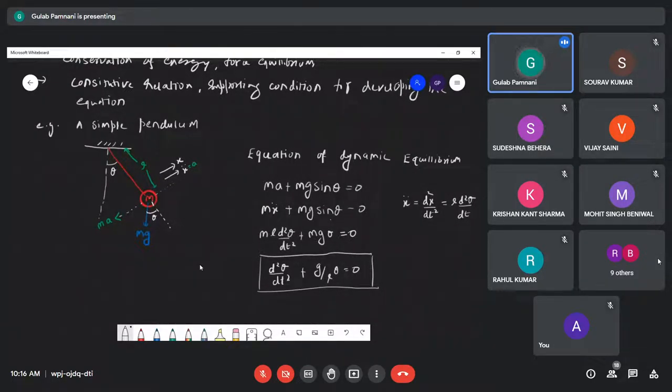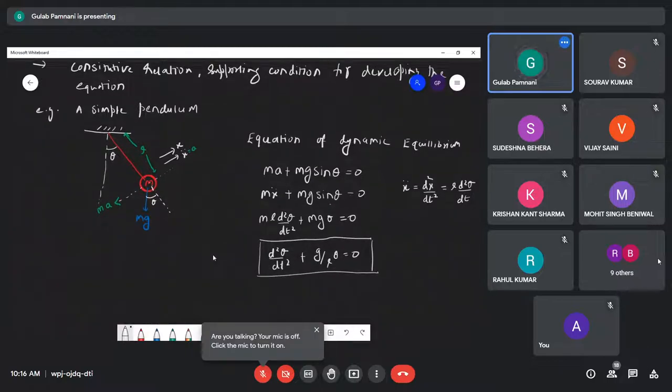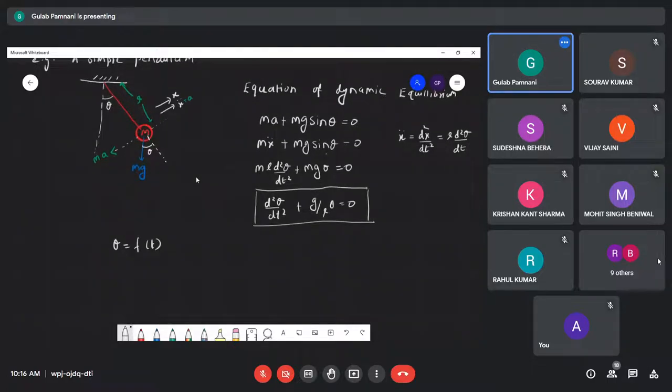Now if you want to solve this problem and determine theta at a particular time t, we need to have some conditions known, right? And then we can find the solution. Either we can find the analytical solution of the differential equation, or otherwise we have to assume theta as some function of time t and then we have to solve this. Right, is it clear?